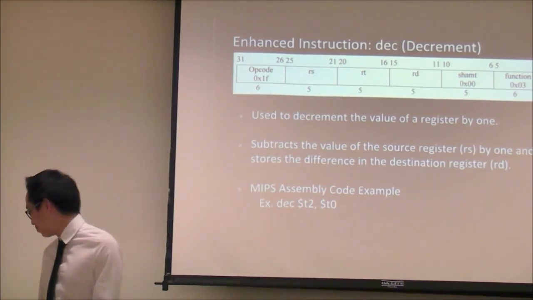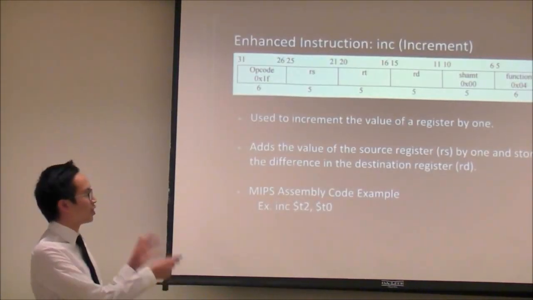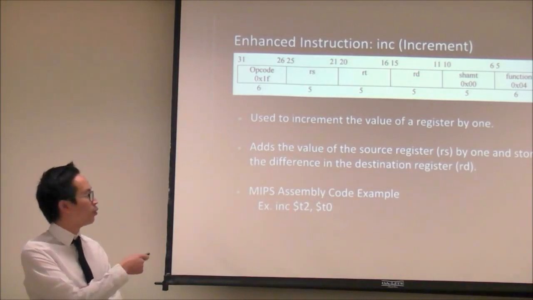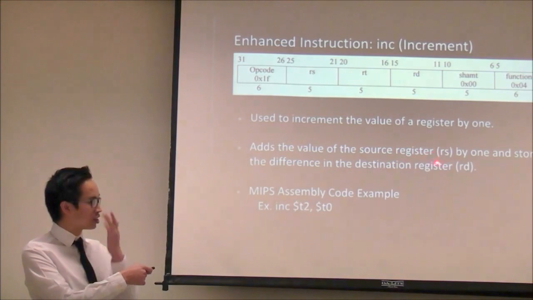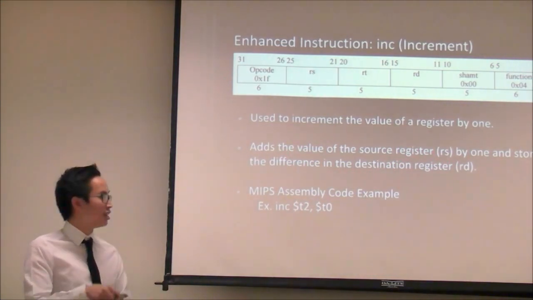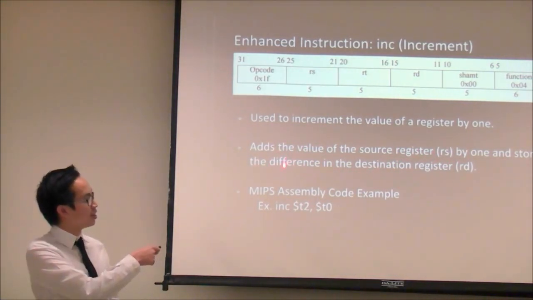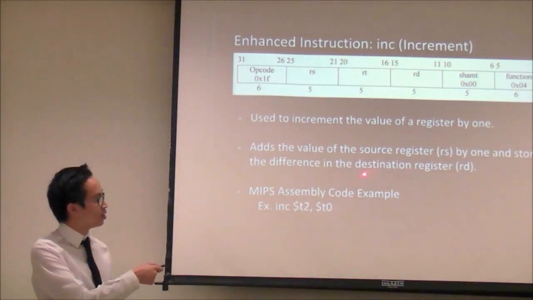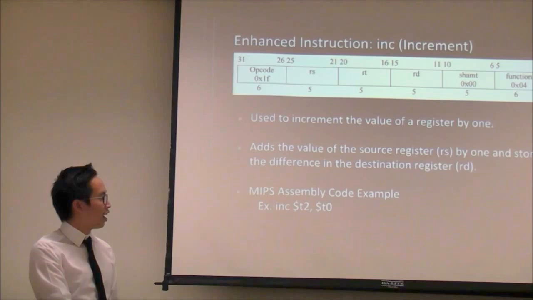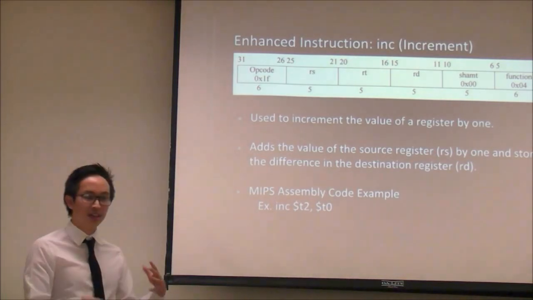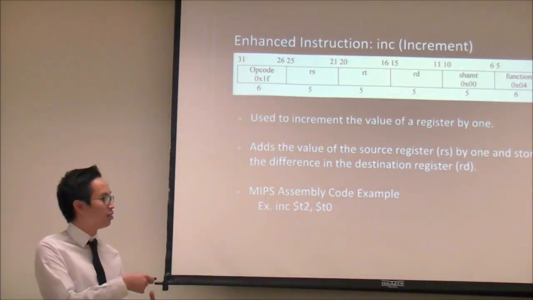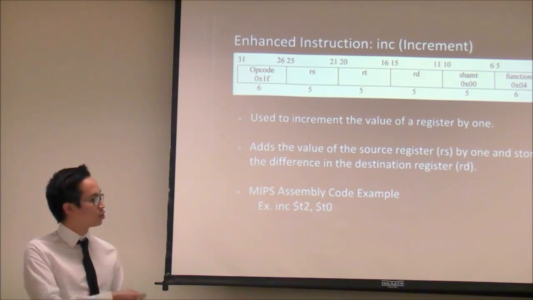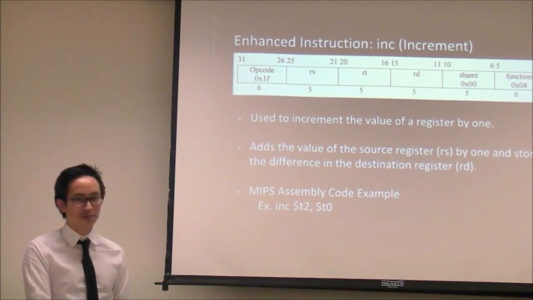Okay. And then, of course, since we have decrement, you have to have increment. This is used to increment the value of a register by 1. So this adds 1 to the value of source register RS and stores the sum in the destination register RD. And the MIPS assembly code for that would be increment T2, comma T0, meaning that we would increase the value in T0 by 1 and store it into register T2.